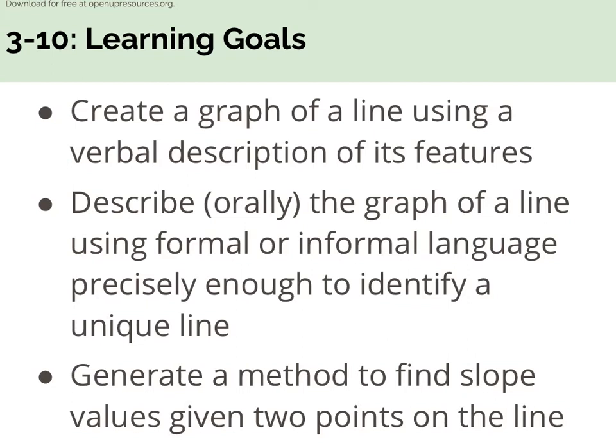So by the end of today, you'll be able to create a graph of a line using a verbal description of its features. You'll be able to describe orally the graph of a line using formal or informal language, precisely enough to identify a unique line. And you're going to be able to generate a method to find the slope values given 2 points on the line. So these are our goals, and you should be able to do this by the end of this lesson.